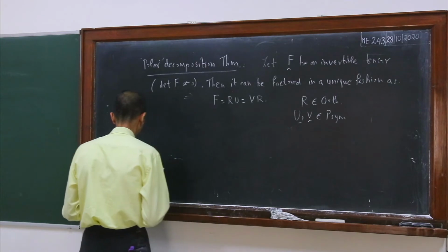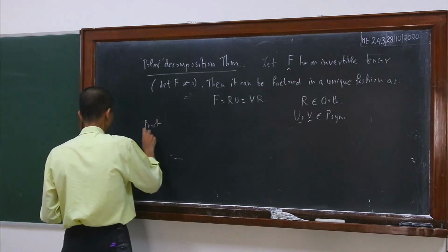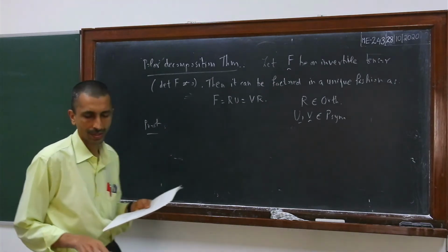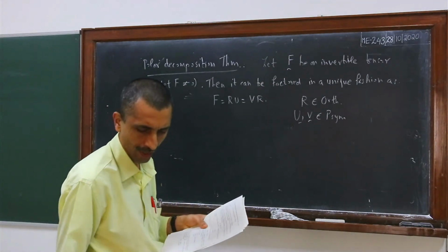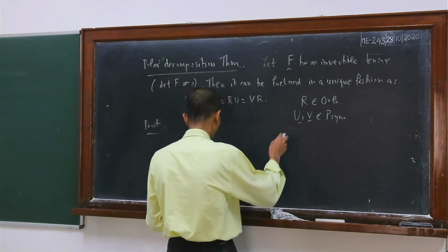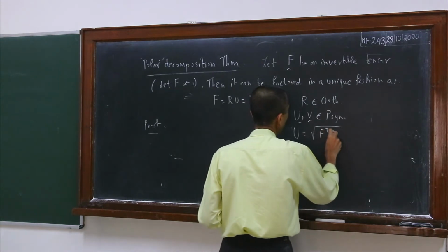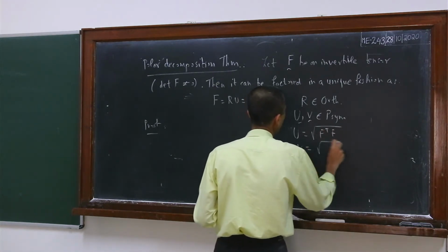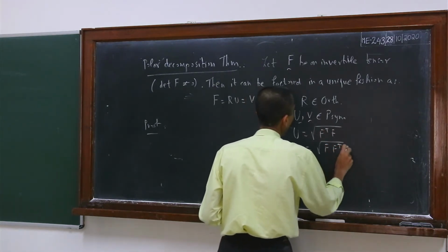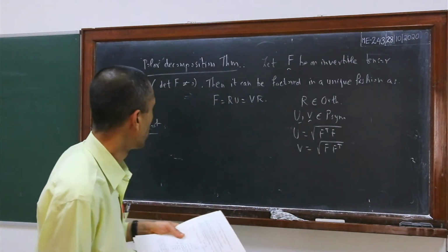So proof. Okay, just one second. I think I forgot to mention one thing here. I forgot to mention that U is actually the square root of F transpose F, and V is equal to the square root of F F transpose. Okay, so we have explicit forms for U and V as well. So we need to show that also.